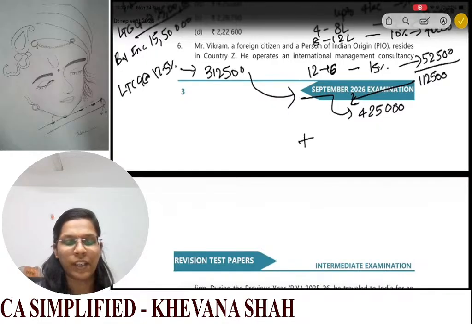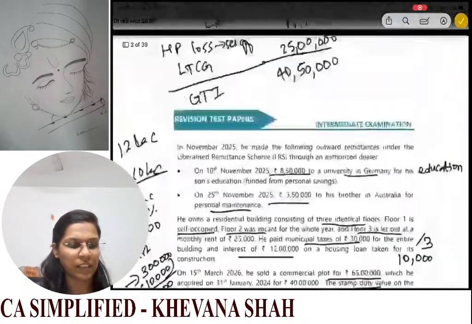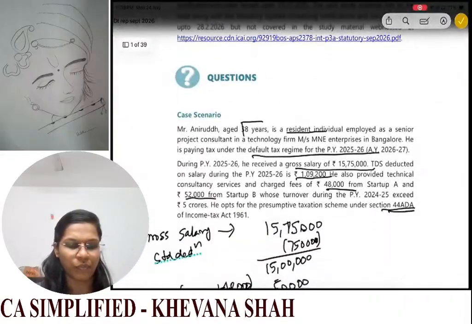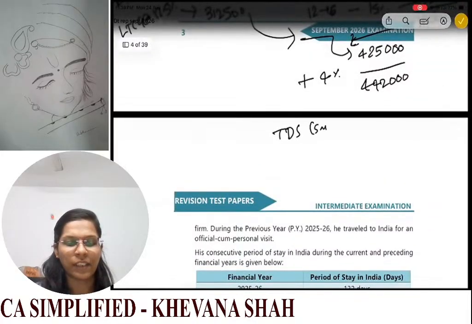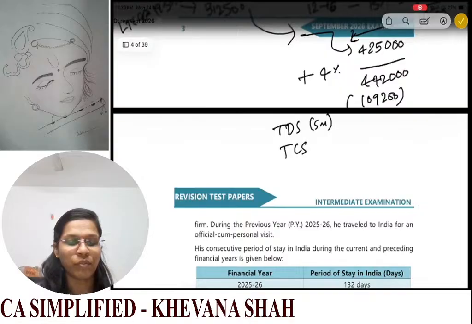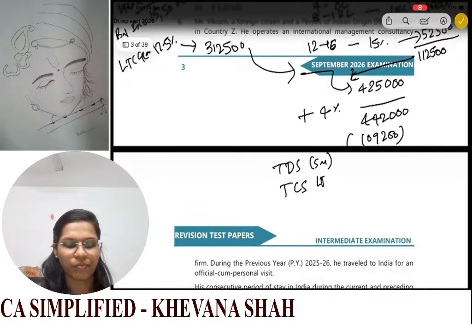Now I need to add education cess at 4%. 425,000 plus 4% will give me 442,000. Now TDS. So on salary, see, salary we are given this TDS of 109,200. Okay, salary 109,200. Then you have TDS, TCS of these LRS scheme 40,000. Okay.